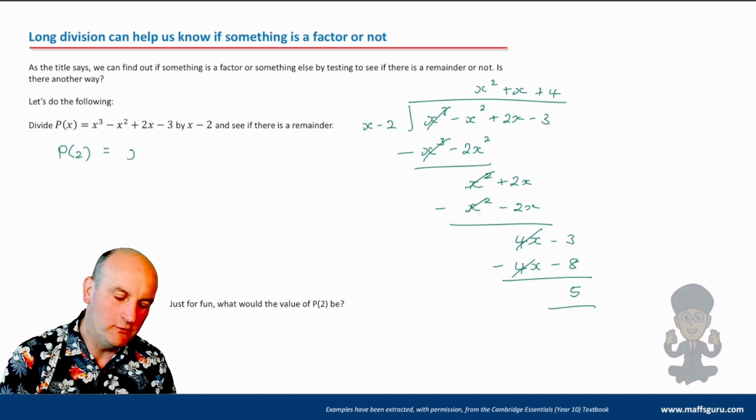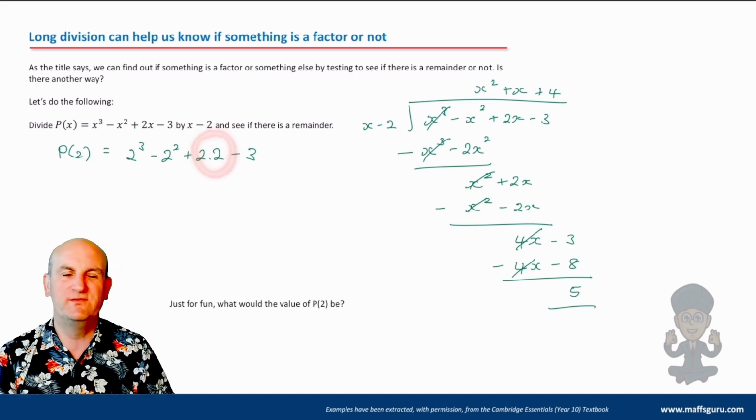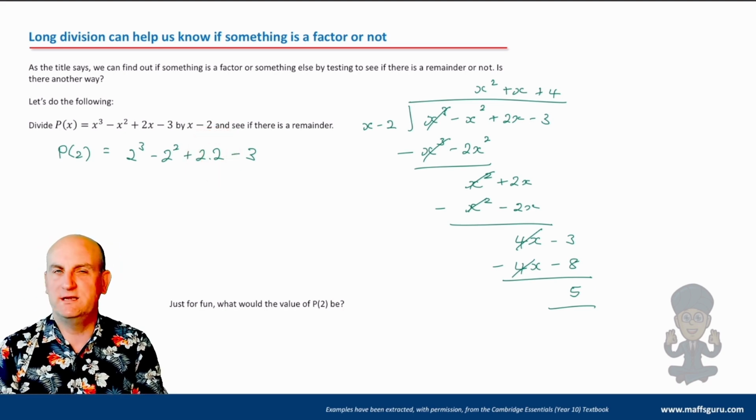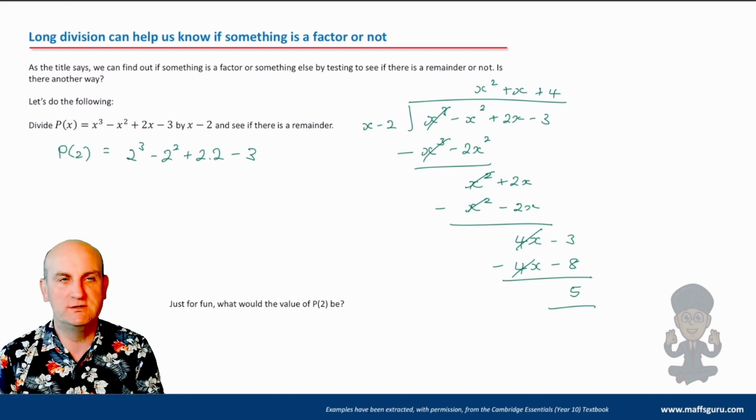So let's just do that here. So that's going to be 2 cubed minus 2 squared plus 2 times 2 minus 3. Now again, if you notice what I've done there with the dot, it's a very British thing. We do a multiplication sign down on the bottom, all right? It's not a decimal point. It's not 2.2, it's 2 times 2.